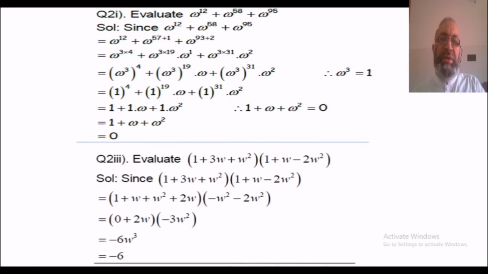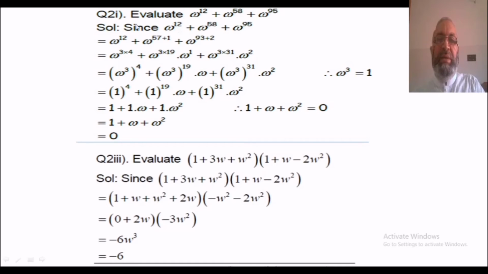Next comes question 2, part 1. Simplification of omega. By property 2, we proved that omega cube, that is the product of the cube roots of unity, is 1. So using this result, we can simplify any power of omega by changing omega into this one, omega cubed. So we change every power, every term, into a power of omega cubed.